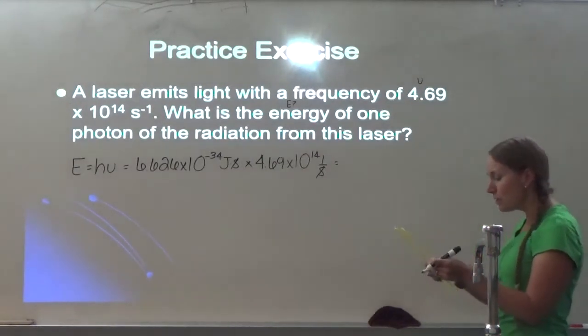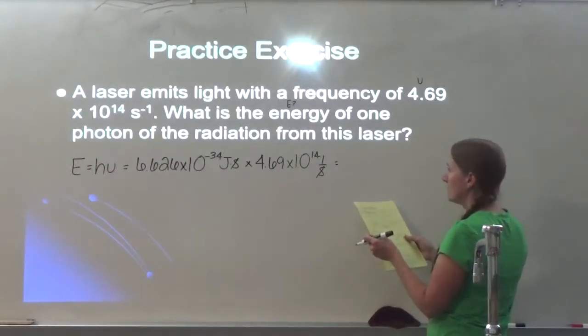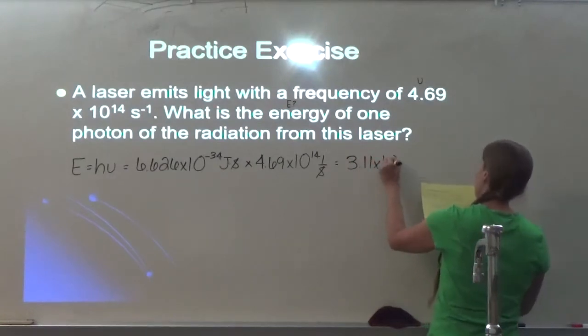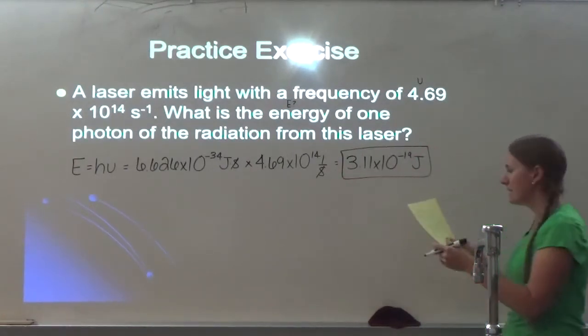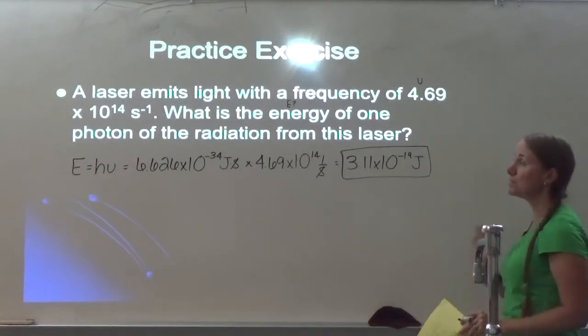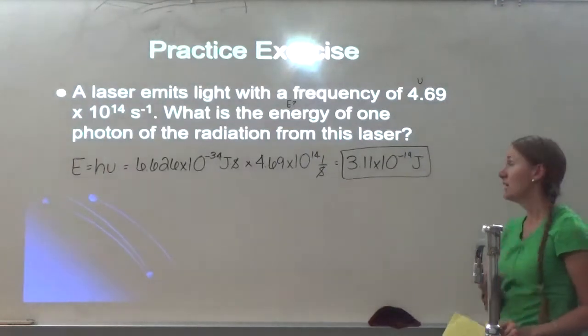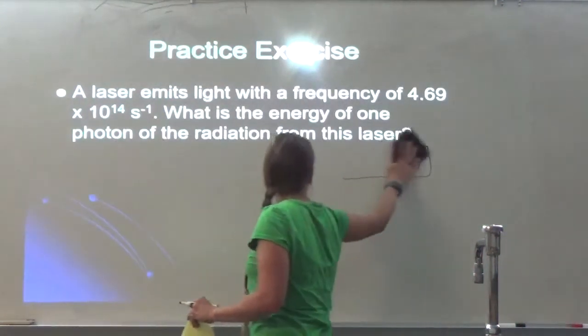All right, so then we just multiply, and so when I multiplied, I got, let me make sure I'm on the right one. Yep, right there. I got 3.11 times 10 to the negative 19 joules. And so again, I got a nice tiny number, which is what I would expect if I'm calculating the energy of one photon. All right, so hopefully you got that one right.